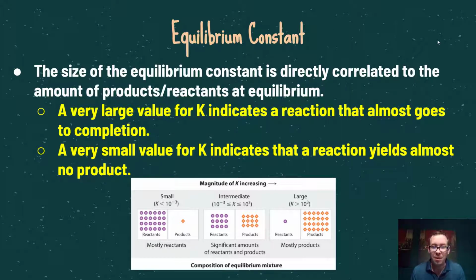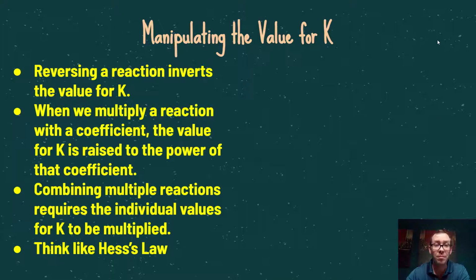So the value for K itself is almost like a meter, per se. Much larger values for K mean that the reaction goes essentially to completion. Very small values for K indicate that almost no reaction takes place at all. Now, we can manipulate the value for K.